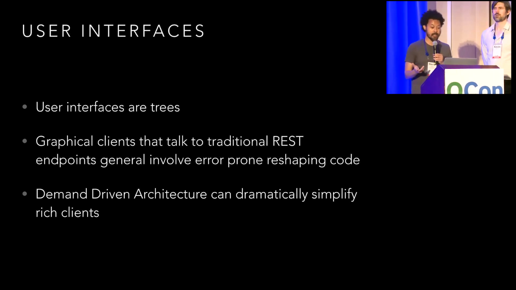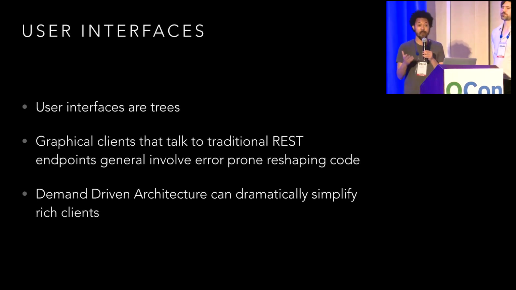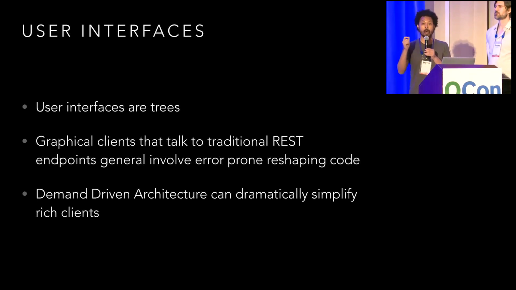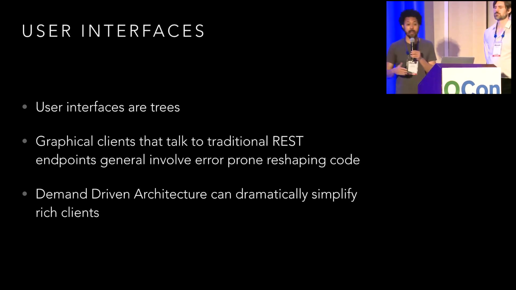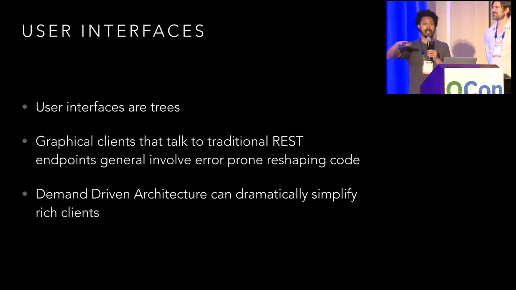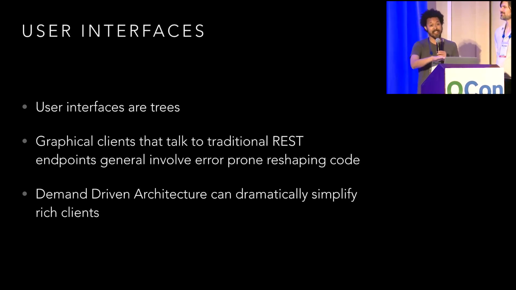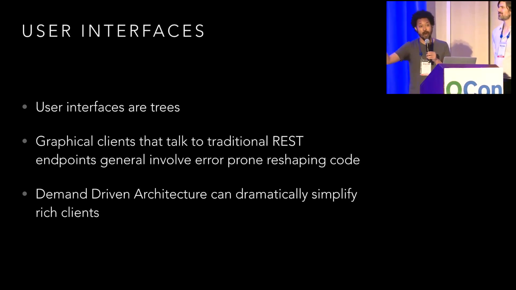Graphical clients that talk to a traditional REST service generally involve error-prone reshaping code, right? Because the endpoint doesn't know what you want. It can't predict what shape your UI tree has. Every client that talks to a REST endpoint needs to reshape. So people are writing boilerplate code just to get the data into the shape that they actually need it in. Demand-driven architecture can dramatically simplify clients simply by eliminating all that code. That code just disappears. All the code you wrote on the back end to serve a client, that's gone. All the code that you wrote on the client to reshape this result that you didn't want, it's gone.